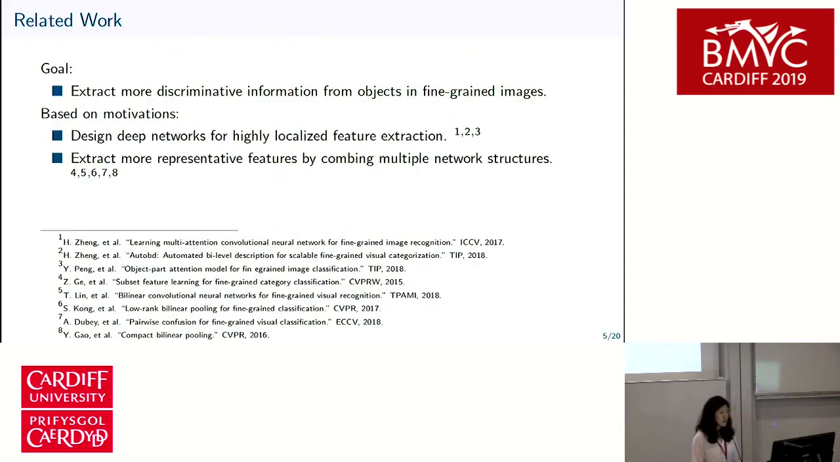Many related works have been proposed to solve fine-grained image classification. Their common goal is to extract more discriminative features from such images. One direction is to extract the most localized attribute features of such objects in the images. The second direction is to extract more representative features by combining multiple different network structures.